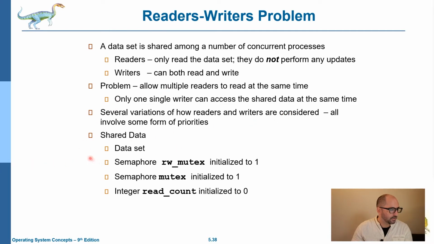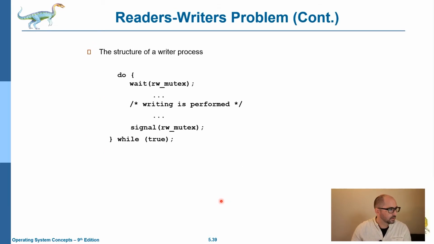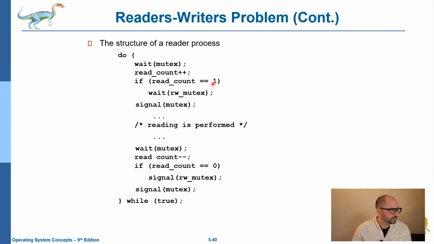So we have our shared data, and we have one semaphore for read-writing. That's a read-write mutex. And then another semaphore for just reading, that's initialized to 1, and then our read count. Those are the number of readers. So the writer must acquire the read-write mutex and perform its writing, and then when it's done, it signals the read-write mutex. Very simple. The reader is far more complicated.